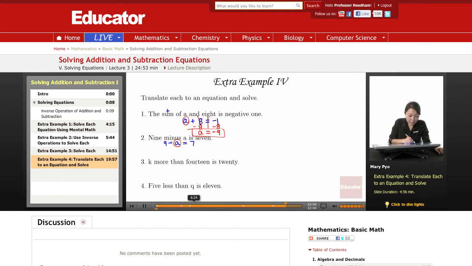So we know 9 minus what equals 7? Well, that's 2. Just be careful that you're not going to just write 2 as your answer, okay? If you just write 2, you have to identify it as your variable. That's what you found a to be, okay? So you want to write a equals 2, because 9 minus 2 equals 7.